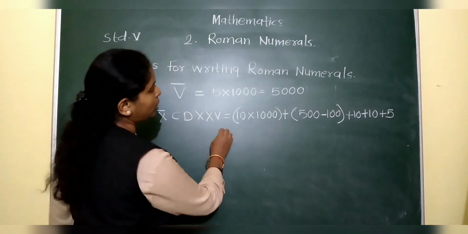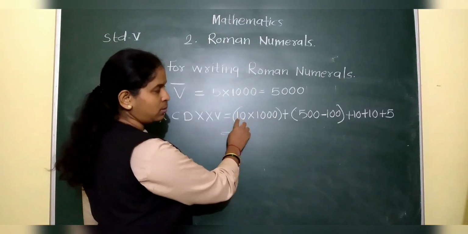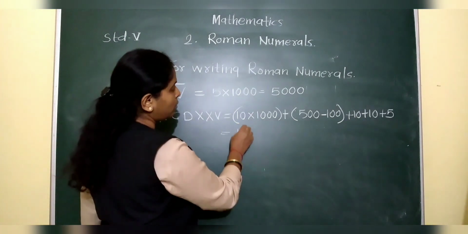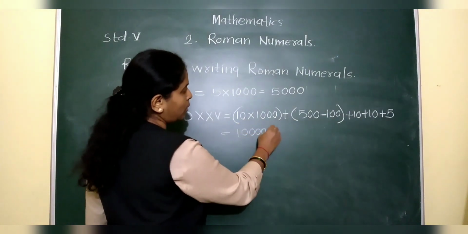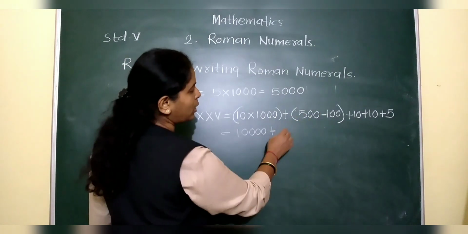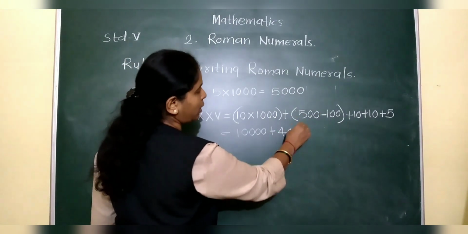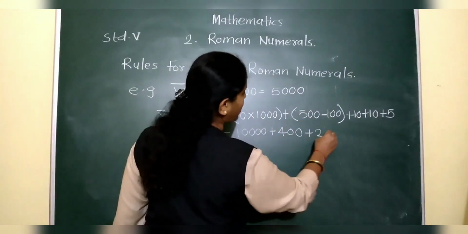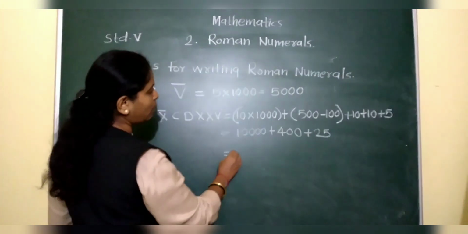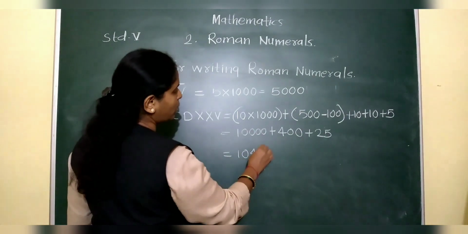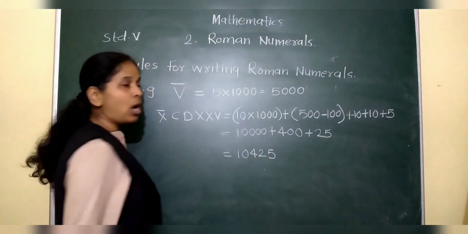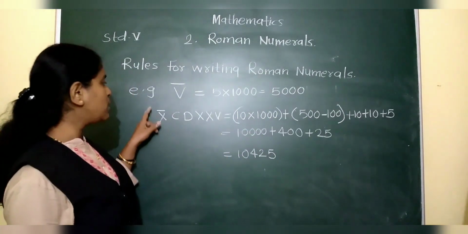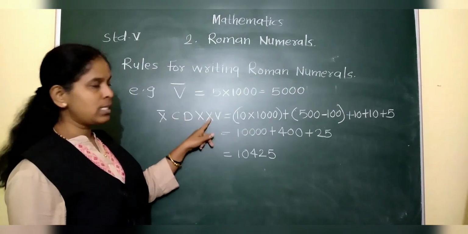So 10 into 1000 is 10,000, plus 500 minus 100 is 400, and plus 10 plus 10 is 20, plus 5 is 25. So what is the number? 10,425. So how to write 10,425 in Roman numerals? X bar CD XXV.